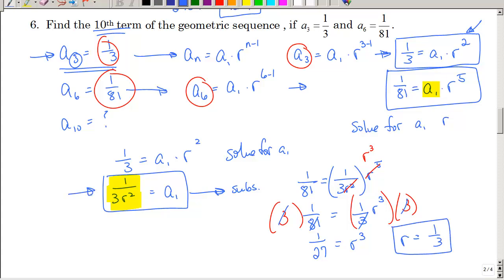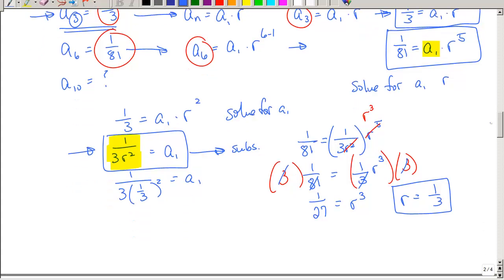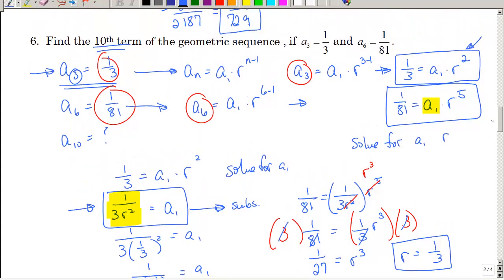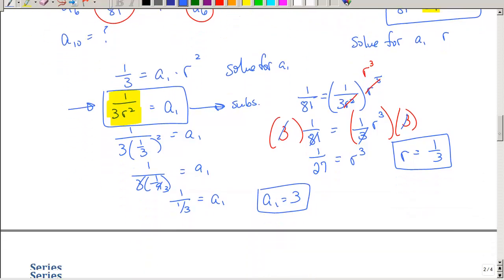I can come back up here and say, that's 1/3 divided by r squared. So I have 1/3 divided by 1/9. So that's 3. And so a1 is 3. So I have a1, I have r, and what was the problem? It said to find the 10th term. So how do I find the 10th term?